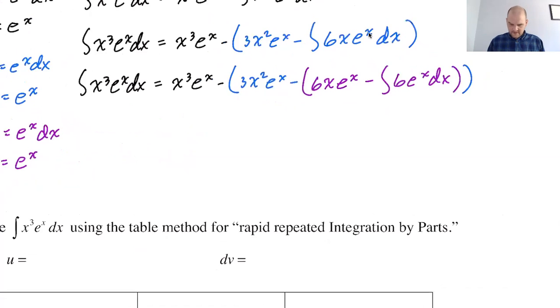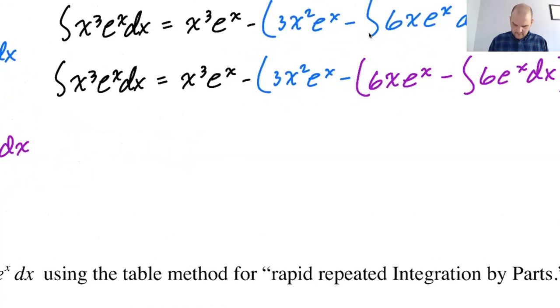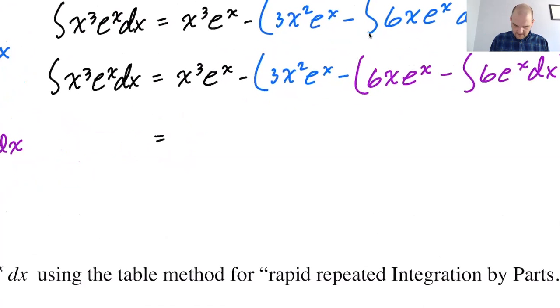And then what's our final answer going to look like here? So it equals x cubed e to the x minus 3x squared e to the x.